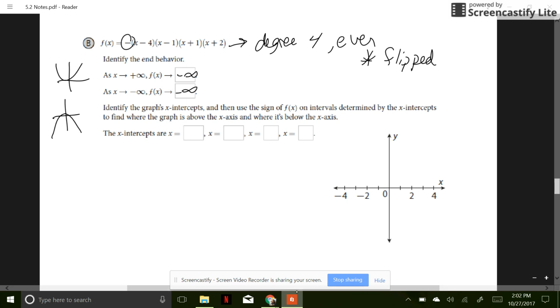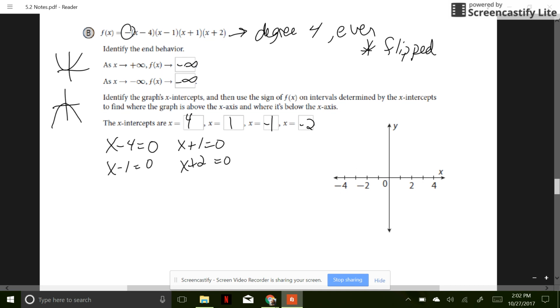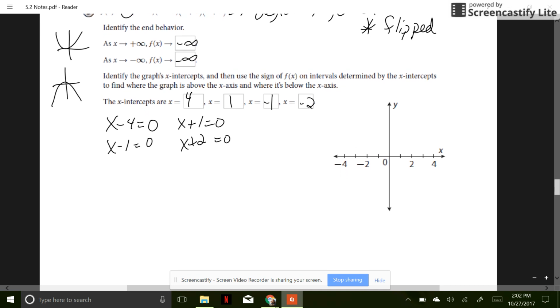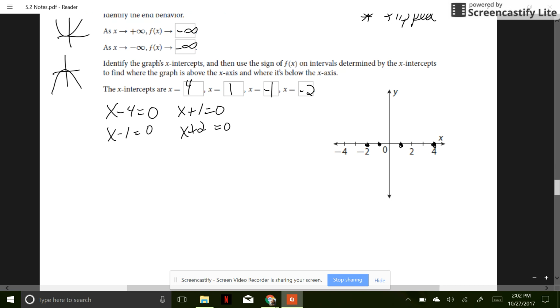So again, we look at the function. We set each of those terms equal to 0. X minus 4 equals 0 means we'll have an intercept at 4. X minus 1 equals 0 means we'll have an intercept at 1. X plus 1 equals 0 means we'll have an intercept at -1. X plus 2 equals 0 means we'll have an intercept at -2. So those are the 4 key things I really need to be careful about plotting on my graph. Intercepts at 4, 1, -1, and -2.